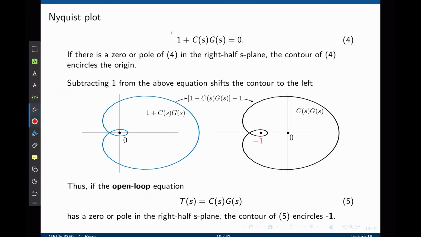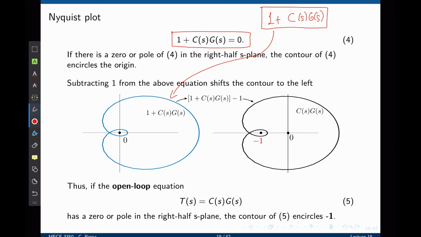Very well, now let's try to simplify this a little bit more. When looking at a unit feedback loop, we will always end up with a characteristic equation in the form of 1 plus the loop transfer function, which in this case is c times g. If you are concerned with stability of this characteristic equation, then, based on the discussion we just had, we would need to watch for encirclements of 0.